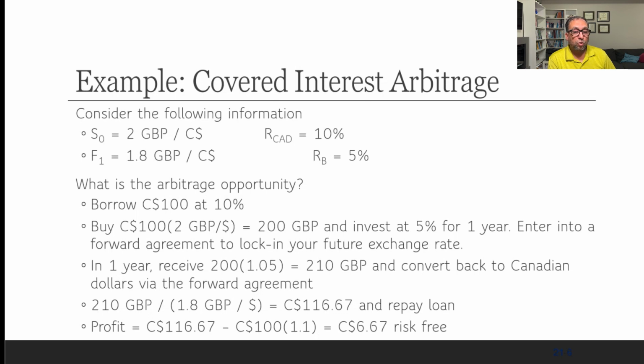So after a year, we have 210 GBP, which we convert into Canadian dollars via the forward exchange. The forward exchange rate is 1.8, so we divide by 1.8 and we get 116.67 Canadian dollars. The story does not end here.